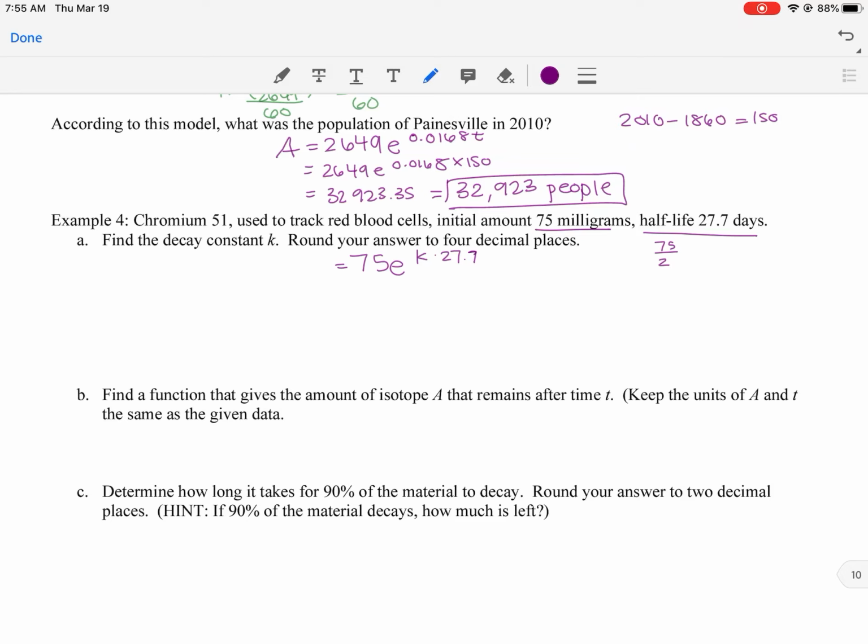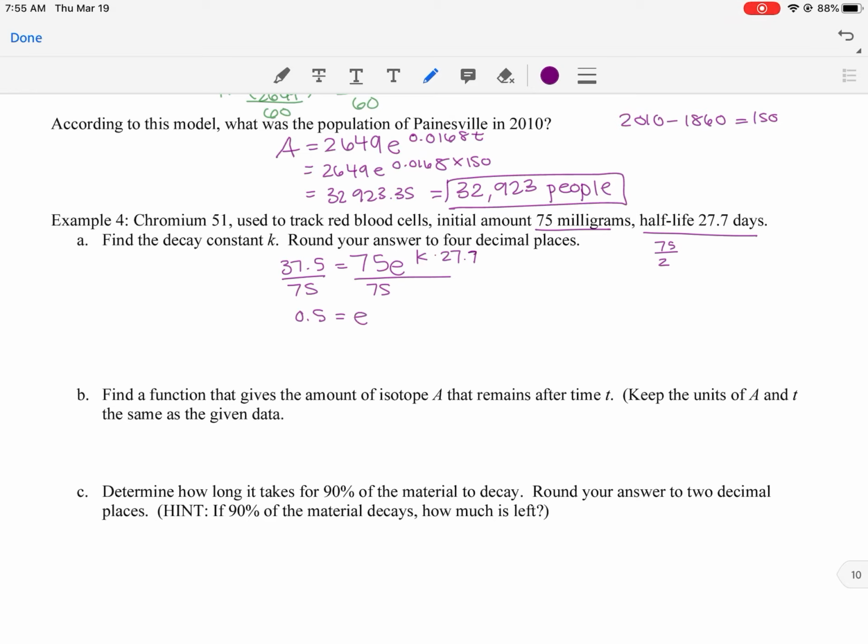Literally, it would be half of that. I think people kind of like decimals better than fractions, so I'll write that as 37.5, because that one does write out nicely. So once again, you're saying let's solve for k. Let's divide both sides by 75, and we get a half, or 0.5. Start noticing, that half is because we had a half-life.